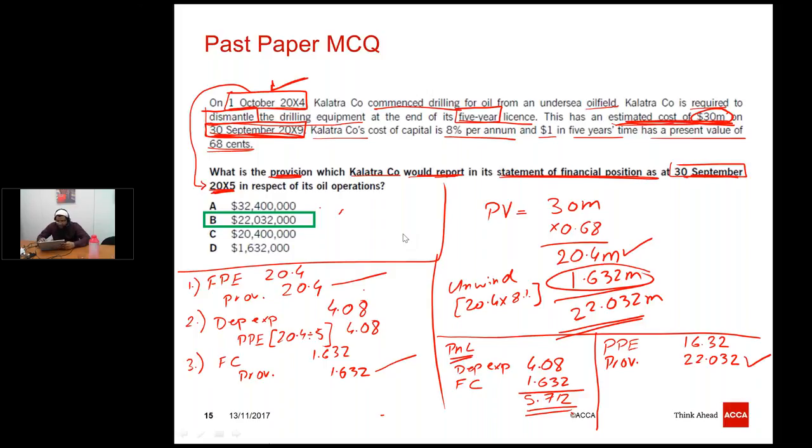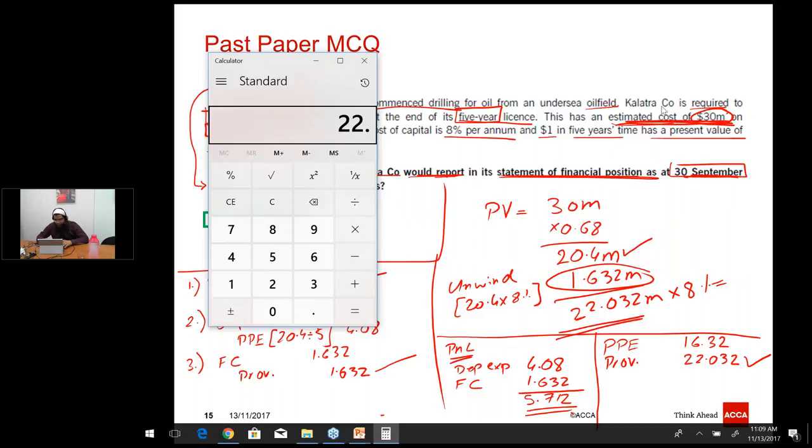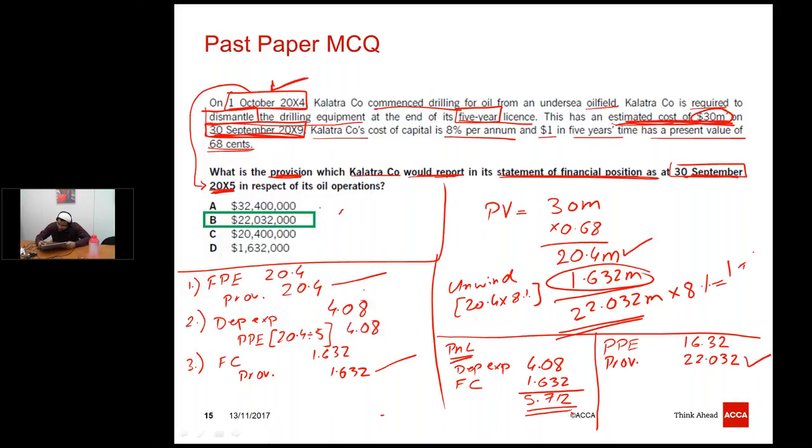Neeraj is saying 1.6256. Okay, seems correct to me. So in year 2, basically we are going to calculate 8% of 22.032. So if the question asks you the provision finance cost for year 2, this will be 22.032 into 8%. So this is 1.76256. So yes, your answer is correct.